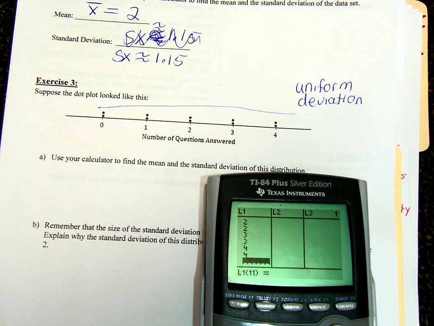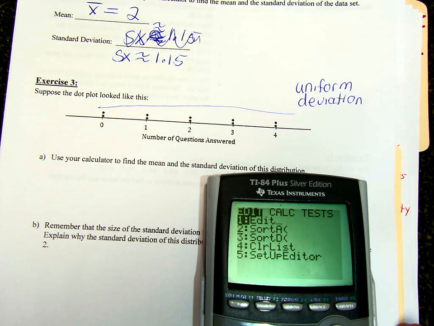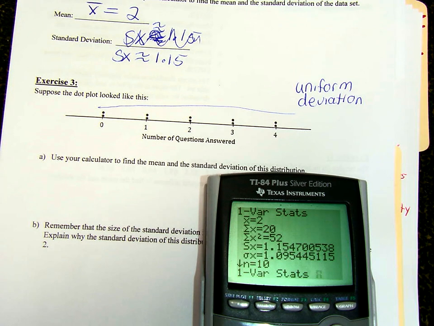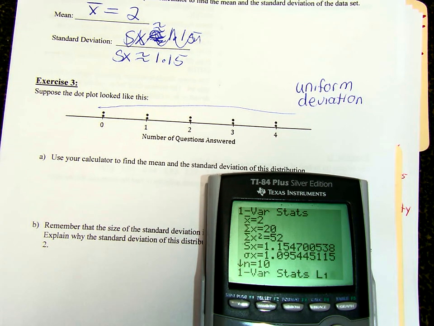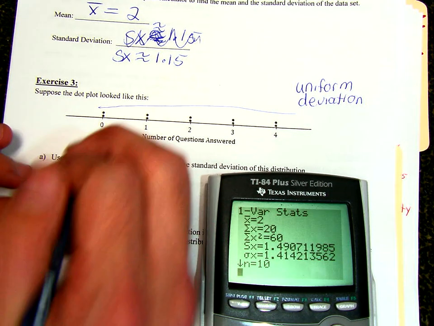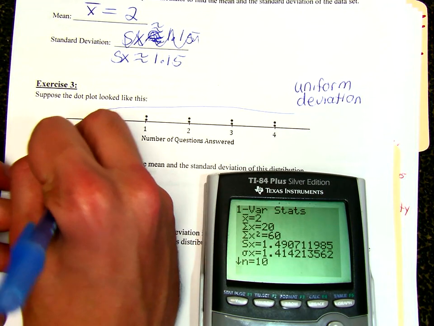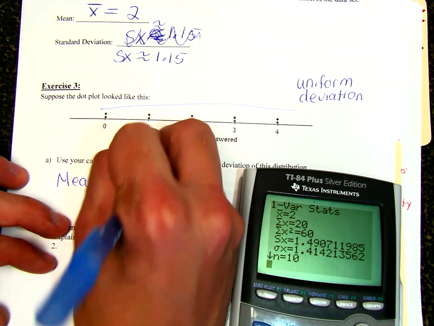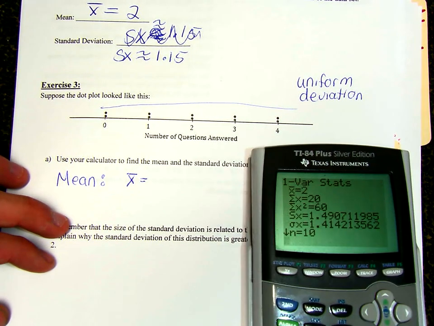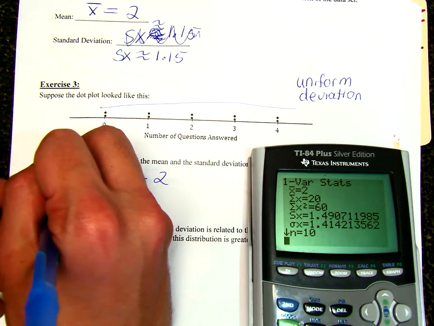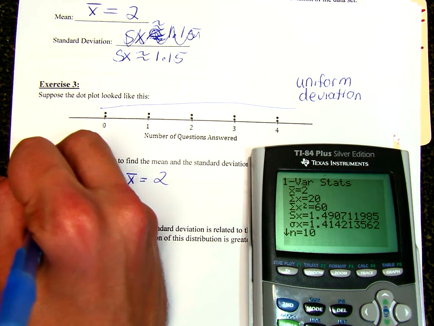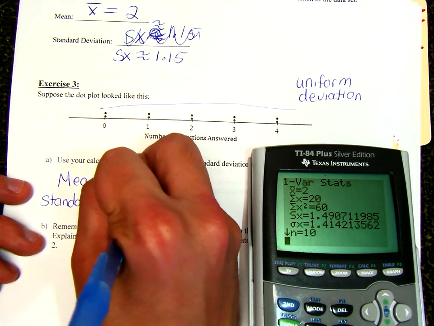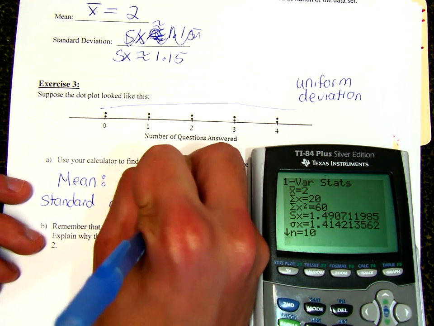So I'm going to go to Stat, Calculate. I'm going to calculate one variable statistics of our list in L1. I hit Enter. So I know that my X bar, my mean, is equal to 2. My standard deviation is S sub X.